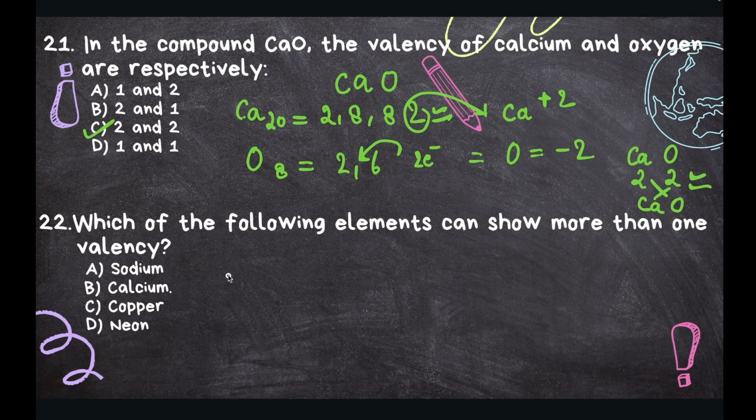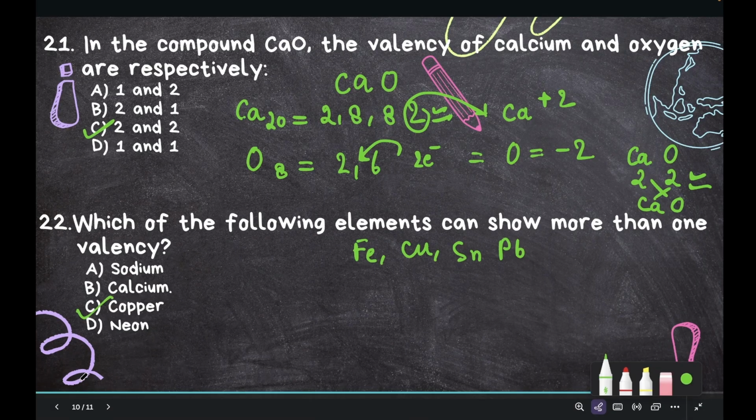Now here is the last question. Which of the following elements can show more than one valency? As we previously studied, a few elements can show variable valency, like iron, copper, tin, lead. Here the options given are sodium, calcium, copper and neon. So C is the right answer.